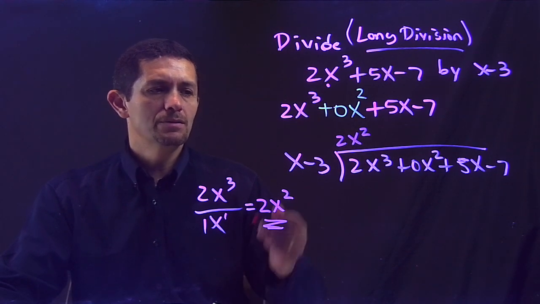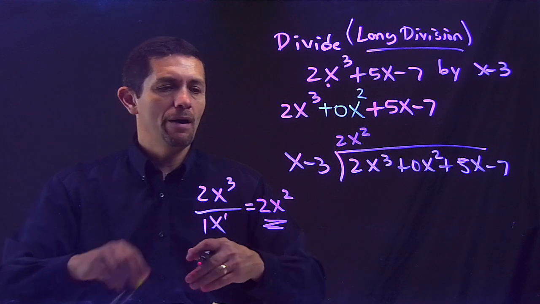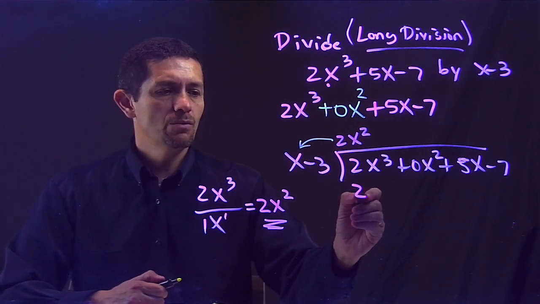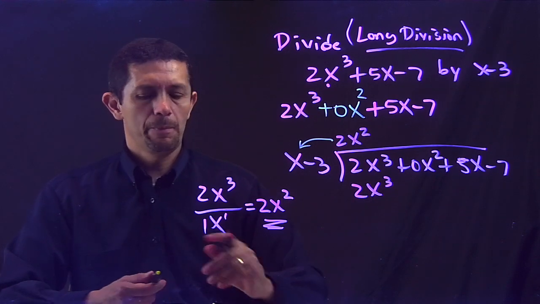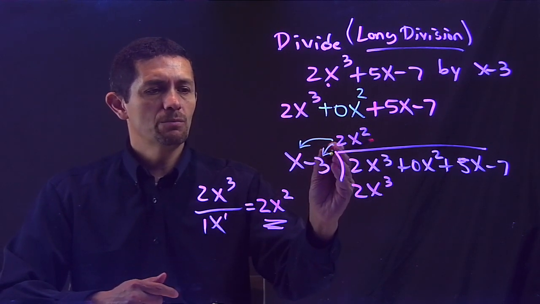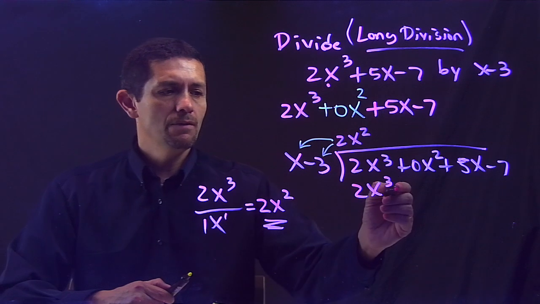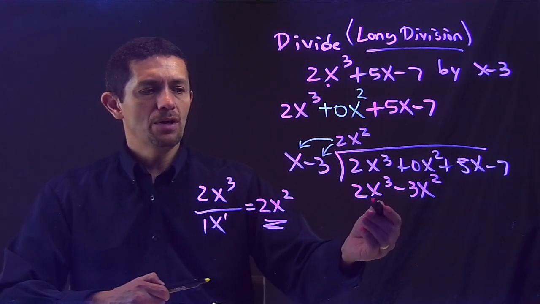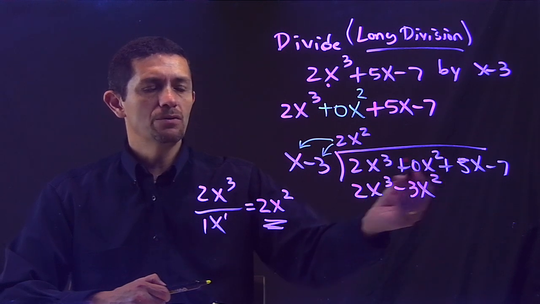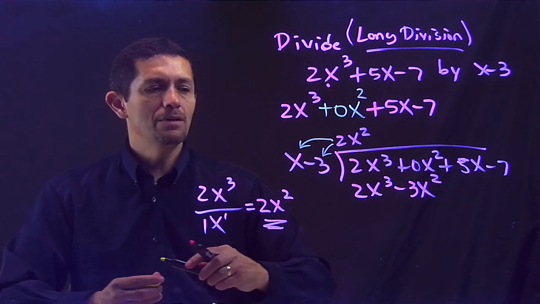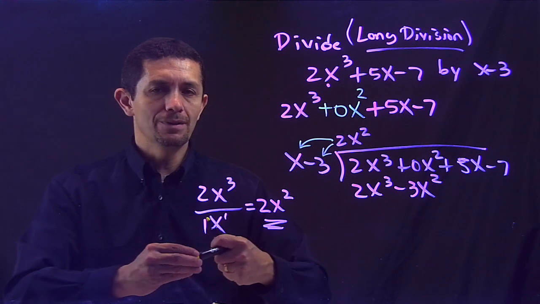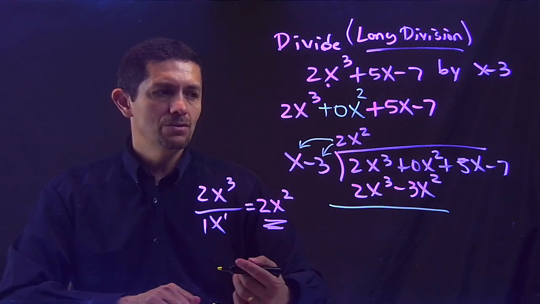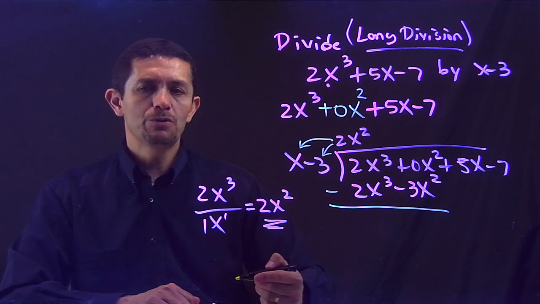Now the process is multiply back. So the 2x squared is going to multiply the x, which is going to be 2x cubed. The 2x squared is going to multiply the negative 3, and that's going to give you negative 3x squared. If you notice, I put x cubed under x cubed, x squared under x squared. You have to be really organized when you're doing this.